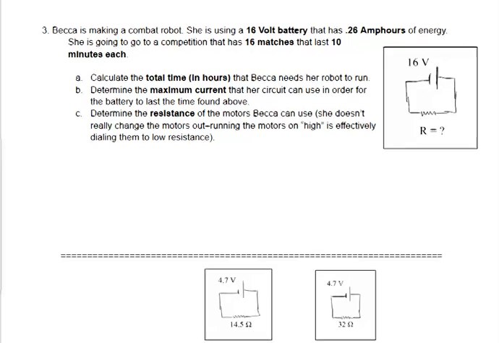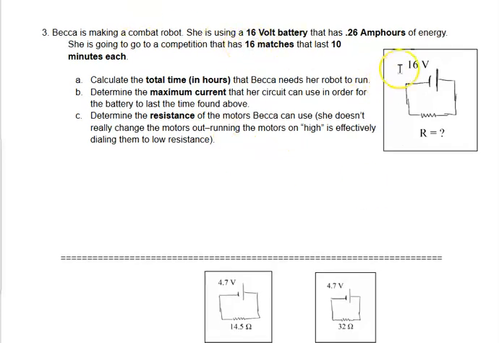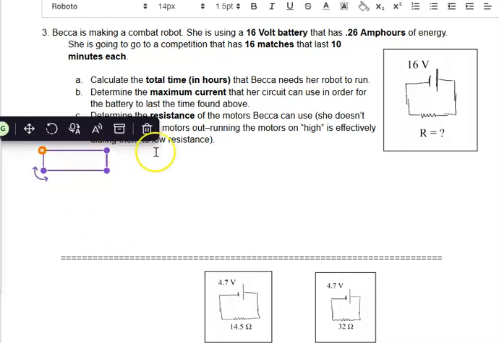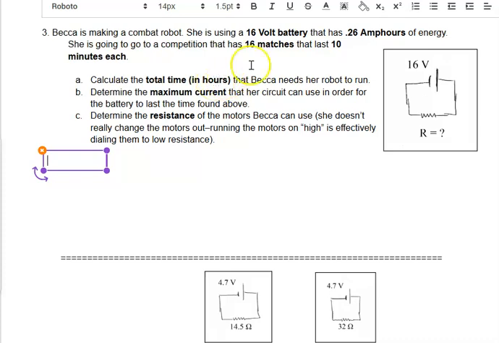Okay, number 3. Now, Becca's making a combat robot. She has a 16-volt battery with not very much amp hours of energy, and she's going to a competition that is 16 matches that last 10 minutes each. So question A is, how long does she need her robot to run? That's just like a logic conversion, not a physics formula. She has 16 matches, and each match is 10 minutes. So it needs to last 2.66666 hours.